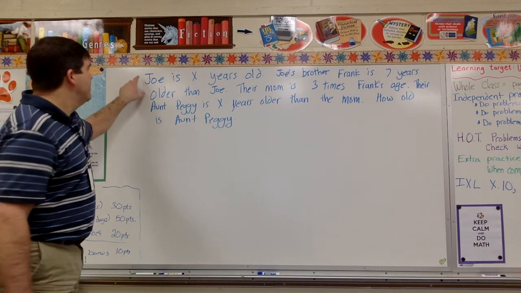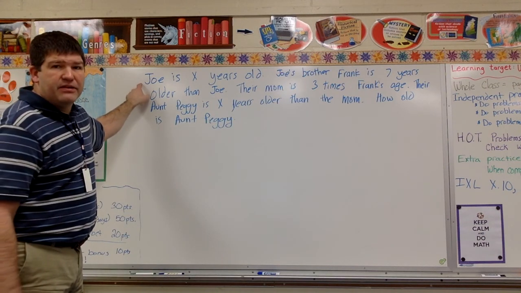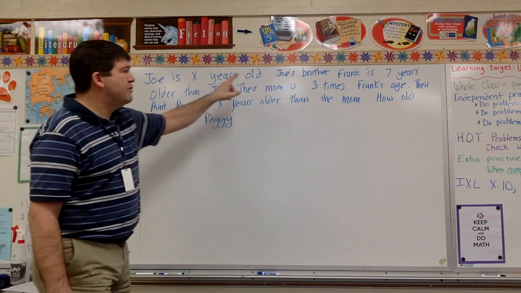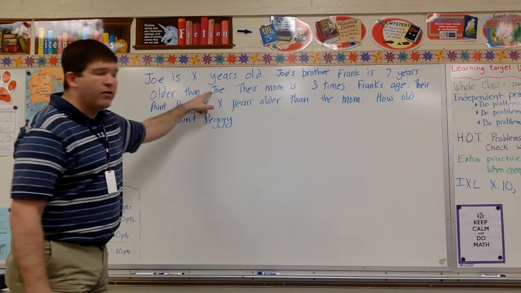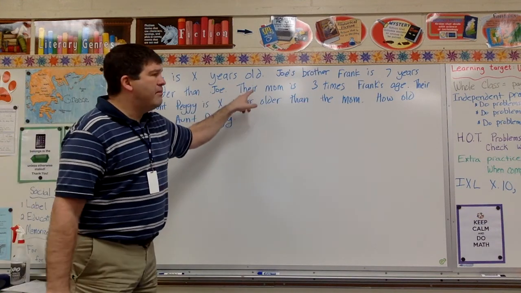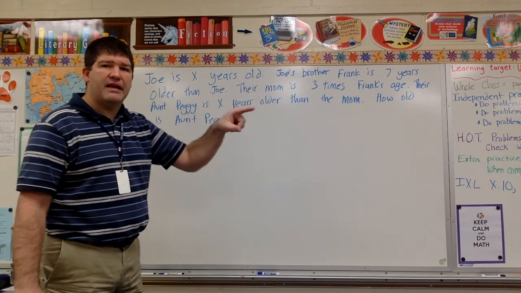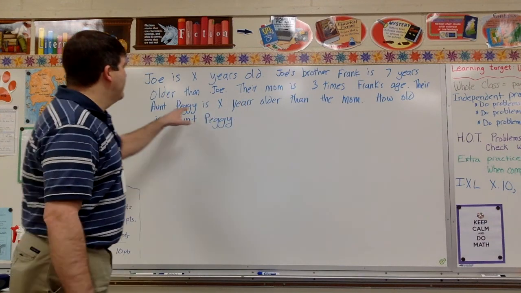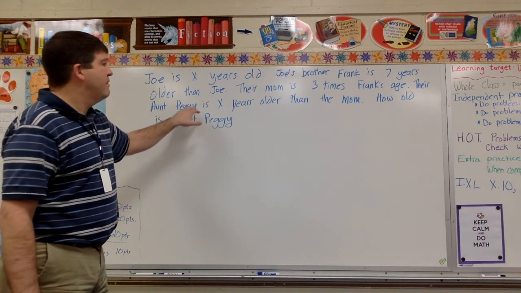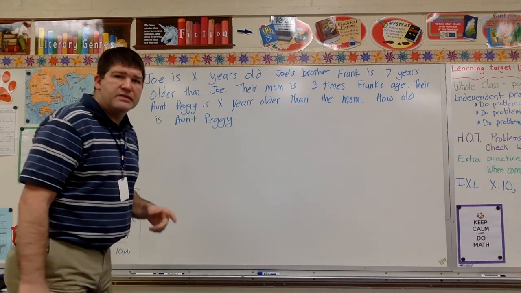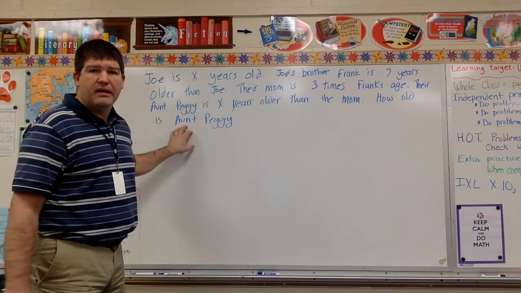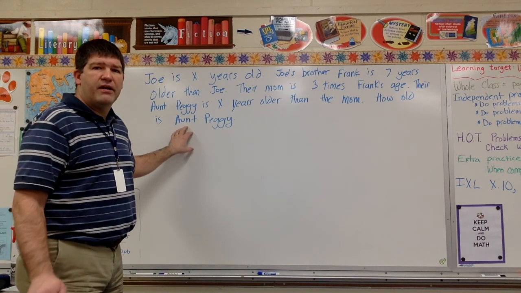It says this: Joe is X years old. Joe's brother Frank is 7 years older than Joe. Their mom is 3 times Frank's age. Their Aunt Peggy is X years older than their mom. And the question is, how old is Aunt Peggy? So that's what we've got to figure out.